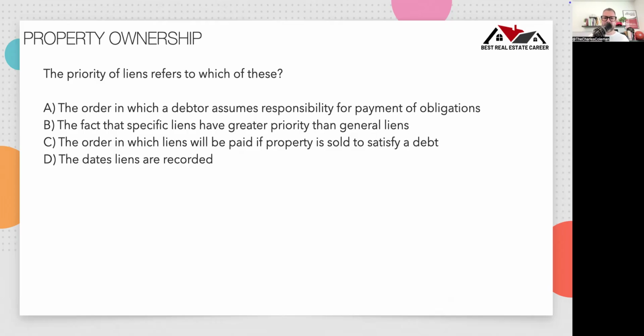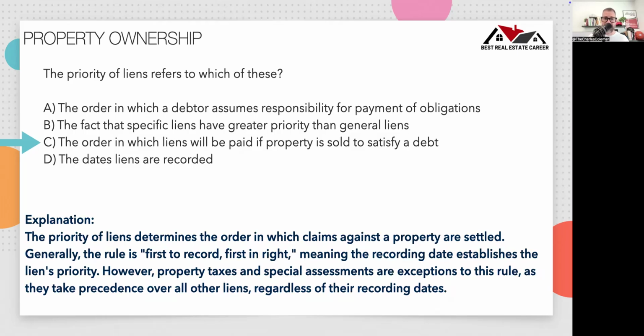The priority of liens refers to which of these? The order in which liens will be paid if a property is sold to satisfy a debt. The priority of liens determines the order in which claims against a property are settled. Generally, the rule is first to record, first in right, meaning that recording date establishes the lien's priority. However, property taxes and special assessments are exceptions to this rule, as they take precedence over all other liens, regardless of their recording dates.